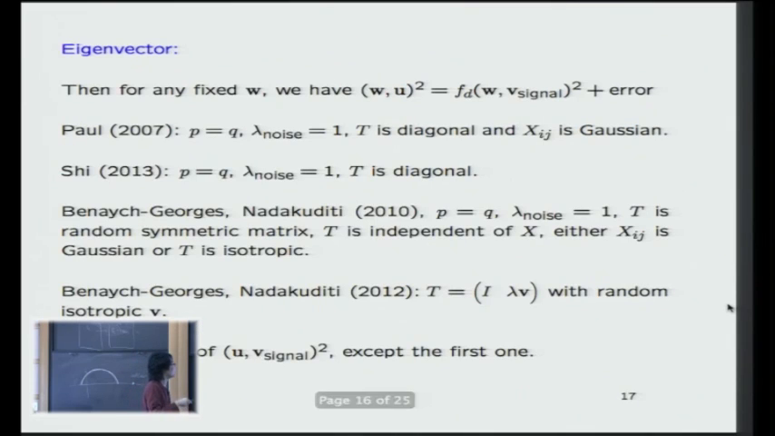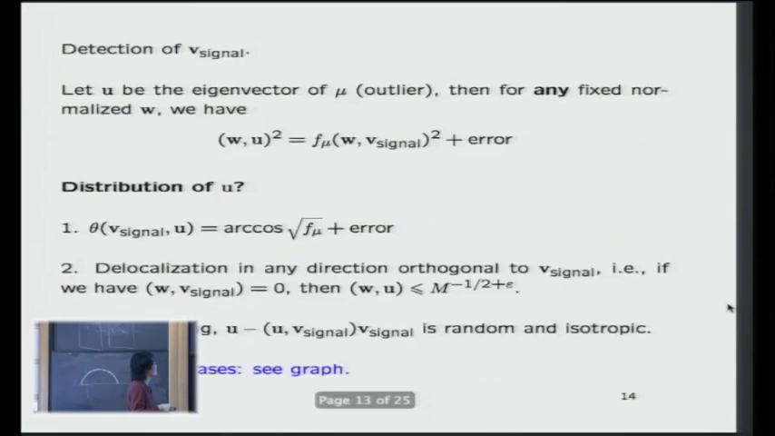For eigenvectors, the assumption is stronger. As you can see, people need to assume T is diagonal, or X is Gaussian and diagonal, or either diagonal, either Gaussian, or T and X are independent, and some similar results. Another thing is they find the limit of the angle between U and V. But in most cases, there are no error terms. I believe our error terms are basically the optimal bounds up to some n to the epsilon factor. But even more important, our result is more general because, instead of this V signal here, we allow you to put any fixed W here, and it turns out you get this delocalization result.